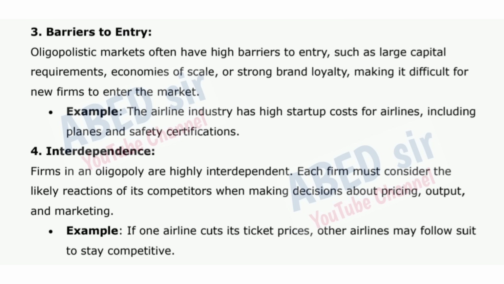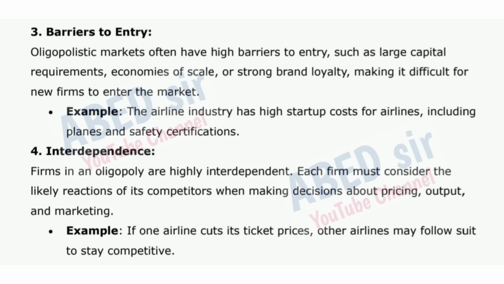4. Interdependence. Firms in an oligopoly are highly interdependent. Each firm must consider the likely reactions of its competitors when making decisions about pricing, output, and marketing. Example, if one airline cuts its ticket prices, other airlines may follow suit to stay competitive.